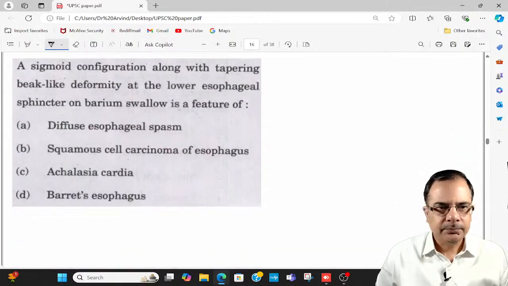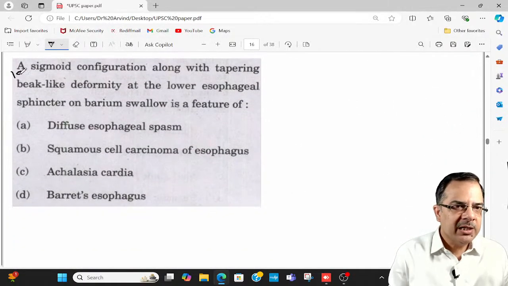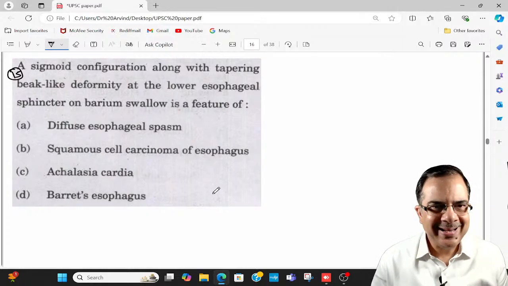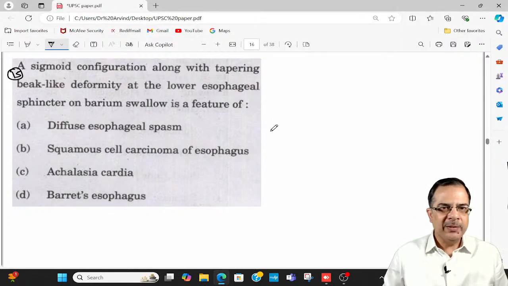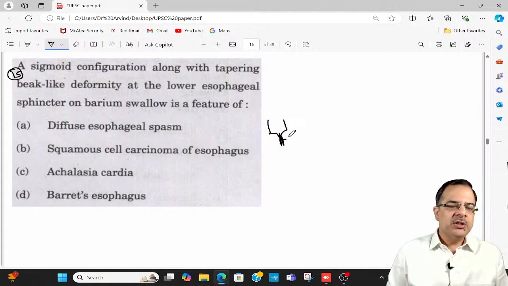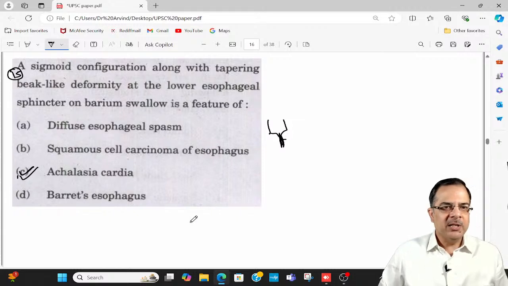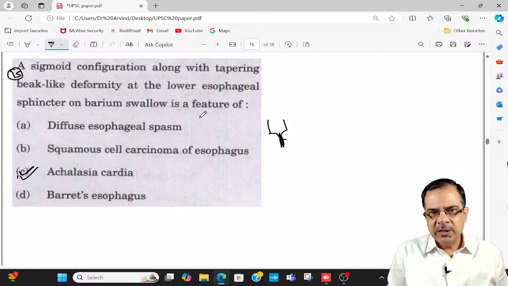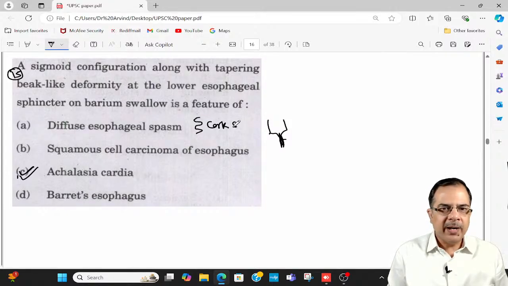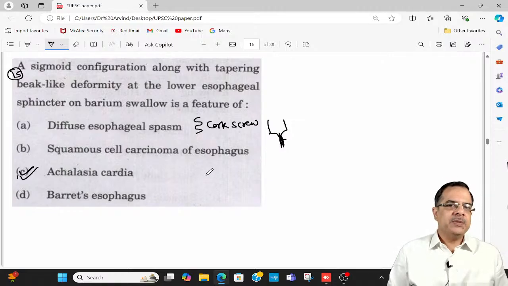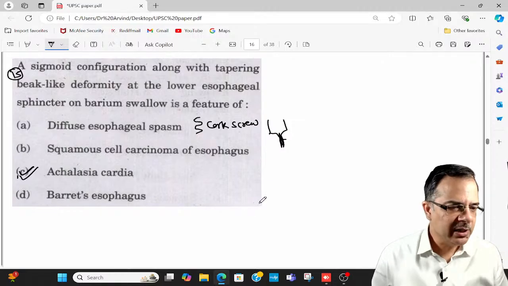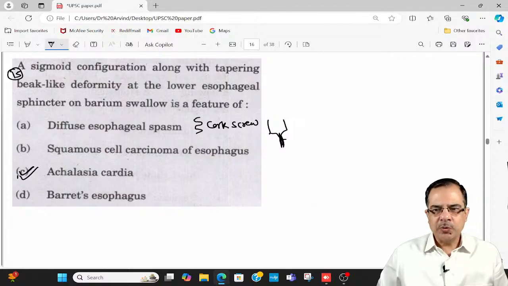Question number 15. A sigmoid configuration, beak-like deformity at the lower esophageal sphincter on barium swallow is a feature of, like this, this is a beak-like deformity on the barium swallow. So this is highly characteristic of achalasia cardia. C option will be the correct option. While diffuse esophageal spasm causes this corkscrew type of pattern in the barium studies. Corkscrew for diffuse esophageal spasm. So answer is C option.